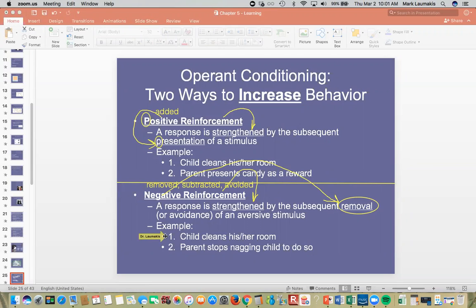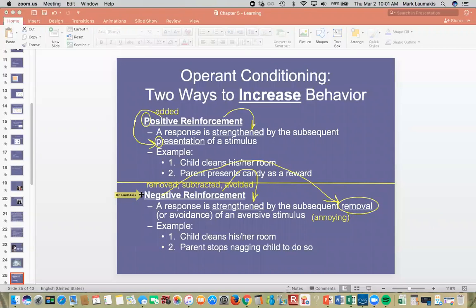Now the mechanism through which they learn to do that more is different. Instead of presenting something, what I'm going to do is I'm going to stop nagging them. Clean your room, clean your room, clean your room. They clean it. I stop nagging them to clean their room, okay? So again, a response is strengthened by the subsequent removal or avoidance of an aversive stimulus. If that's a new word for you or a new phrase, aversive stimulus, it's just something that you find annoying, something that you find bothersome, okay?